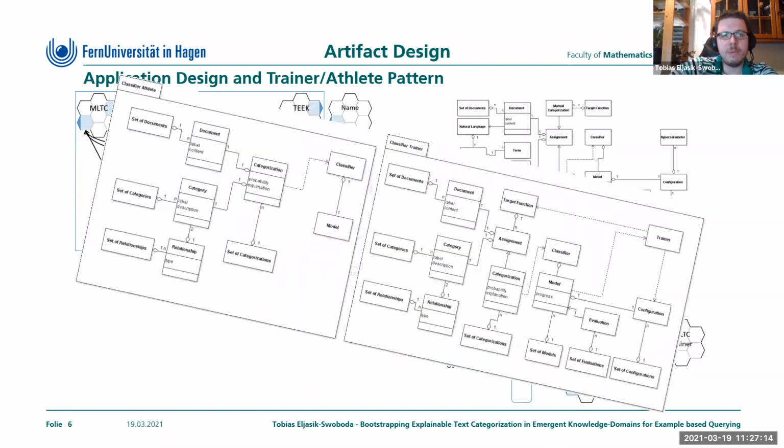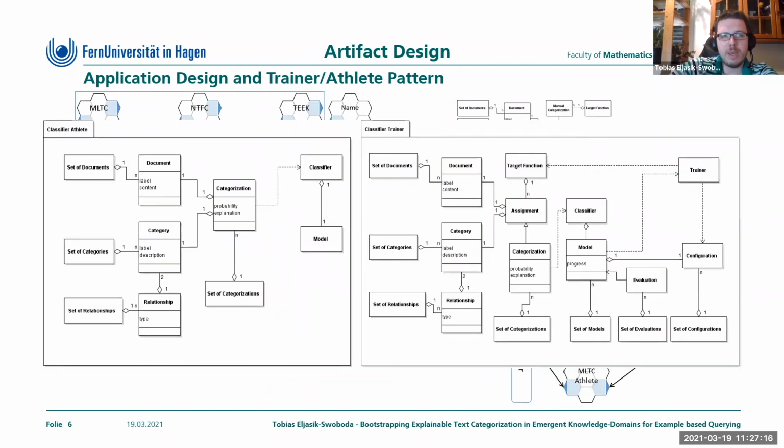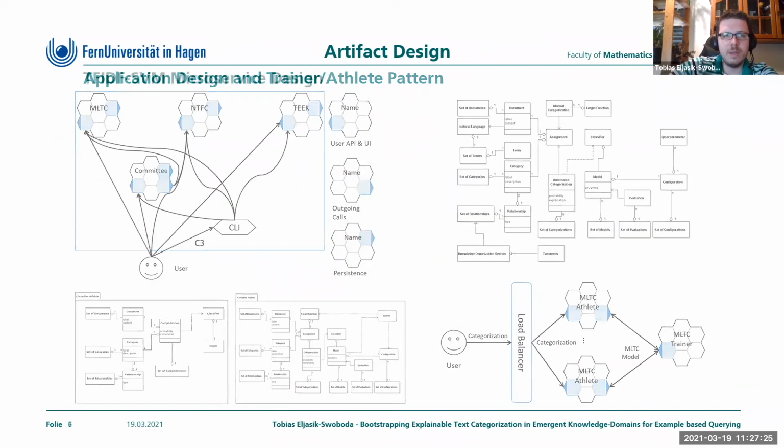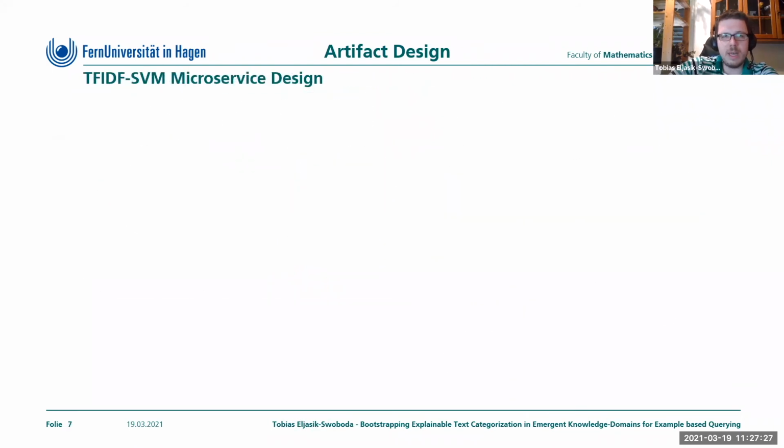Based on this, a common information model has also been split up. So we have a classifier, athlete, and trainer model that can be used for the implementation of these kinds of services. Well, that's what we did.